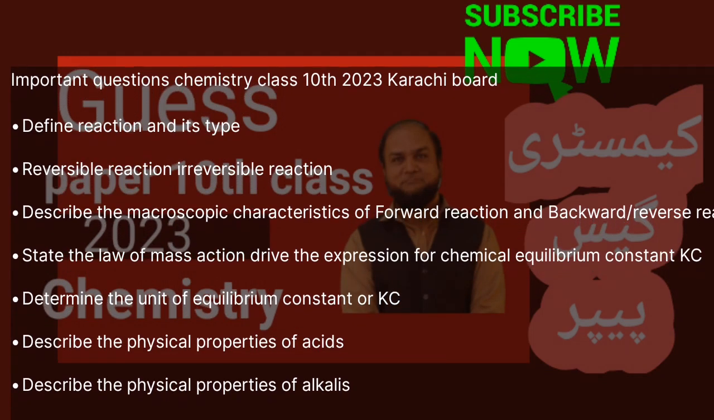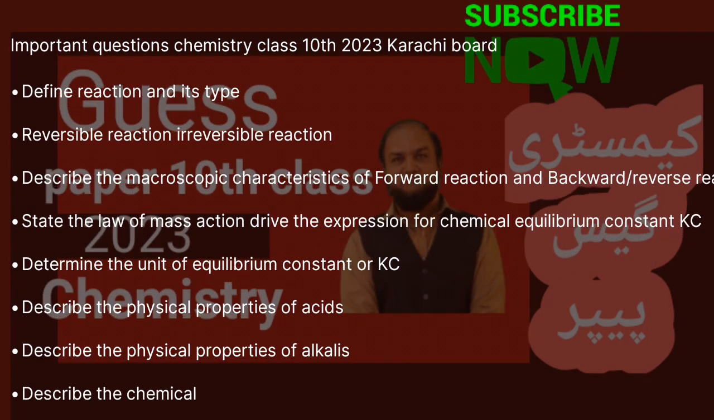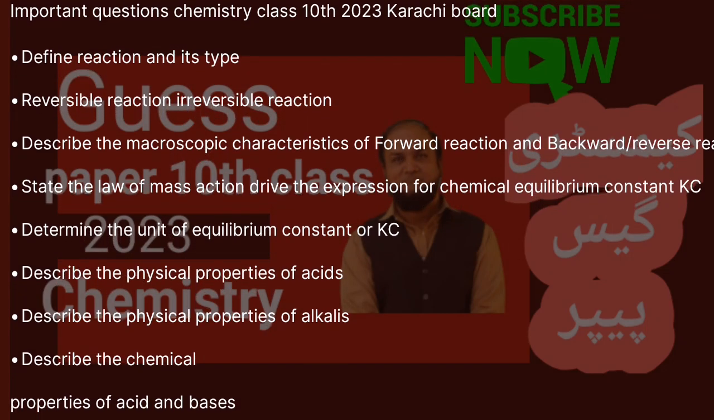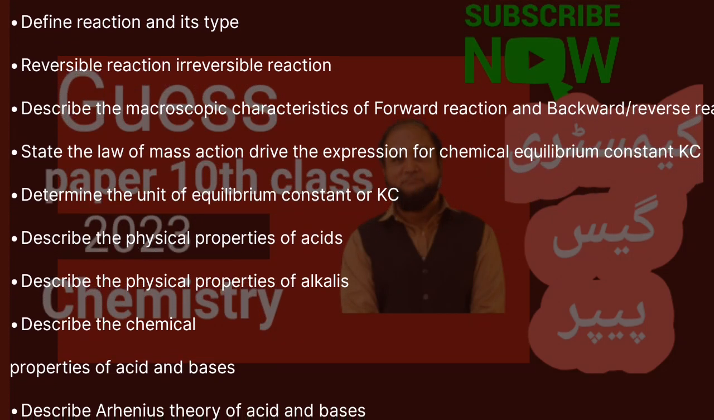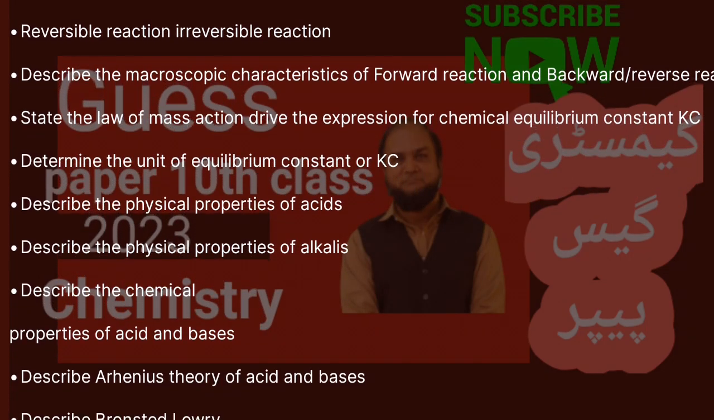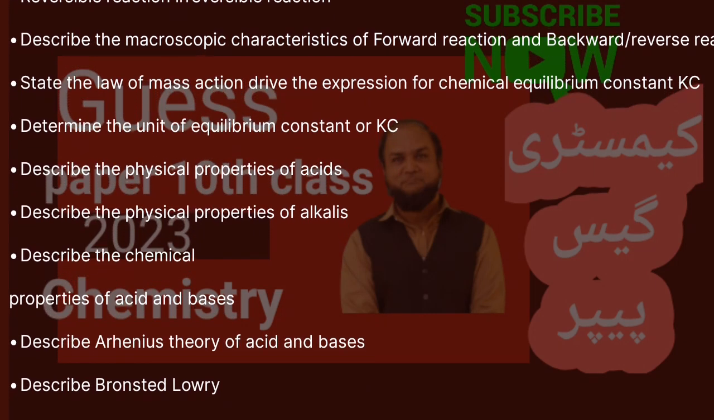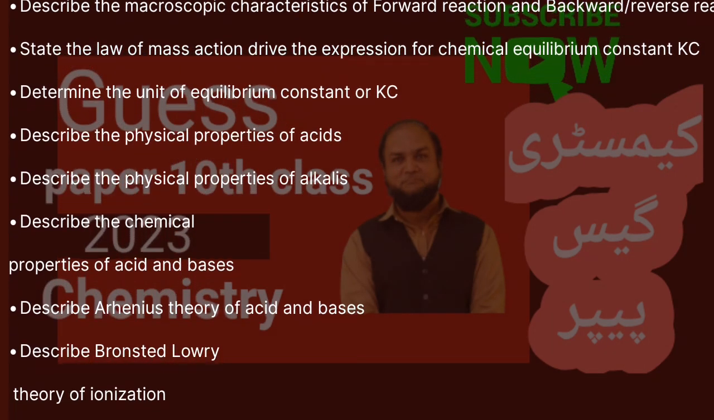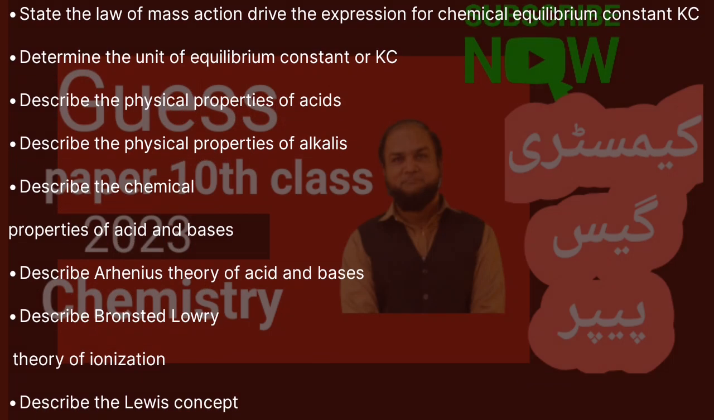Describe the macroscopic characteristics of the forward reaction and backward reaction, which is the reverse reaction. State the law of mass action, derive the expression for the chemical equilibrium constant Kc. Determine the unit of equilibrium constant Kc.